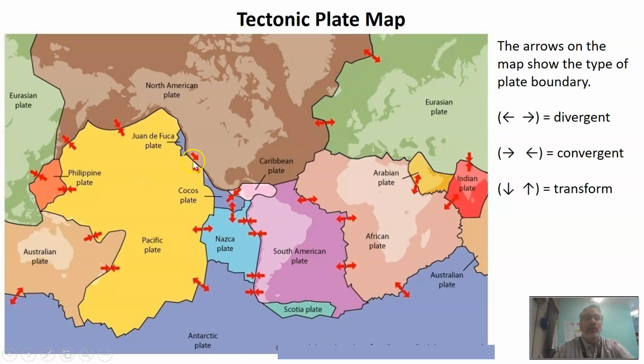And finally, if we look at the map, we can see that here on the coast of California, the North American plate is moving toward the southeast, while the Pacific plate is grinding past it to the northwest. And so we can see that these are sliding past each other. This is a transform boundary. So lots of times when you look at tectonic plate maps, you're going to find that they include information like what type of motion is present at the plate boundary.